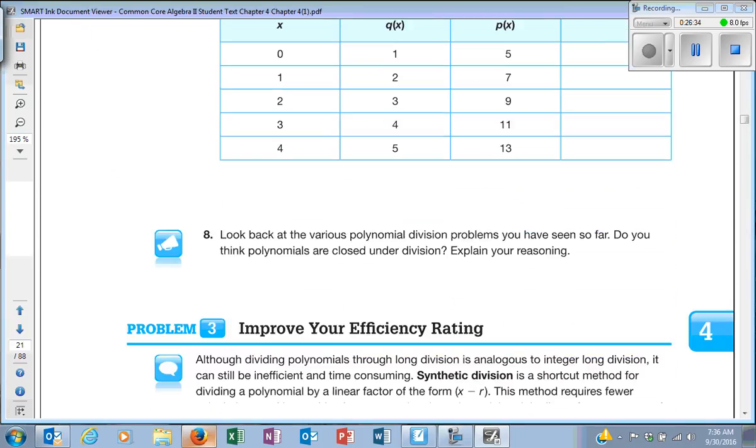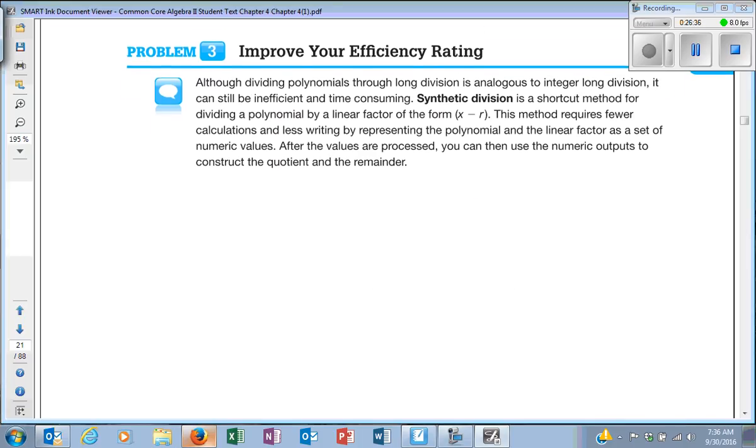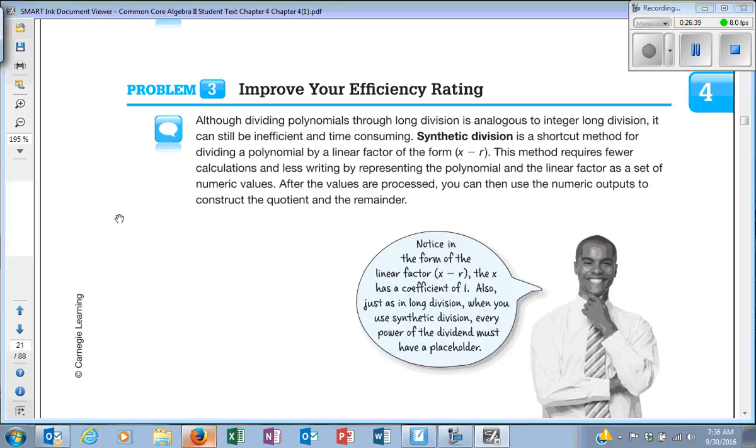It's called synthetic division. Synthetic division is a shortcut method for dividing polynomials by, now be careful, this is very important, it has to be by a linear factor of this form. This method requires fewer calculations and less writing by representing the polynomial and linear factor as a set of numerical values. So I'm going to go through what we do to do this process.